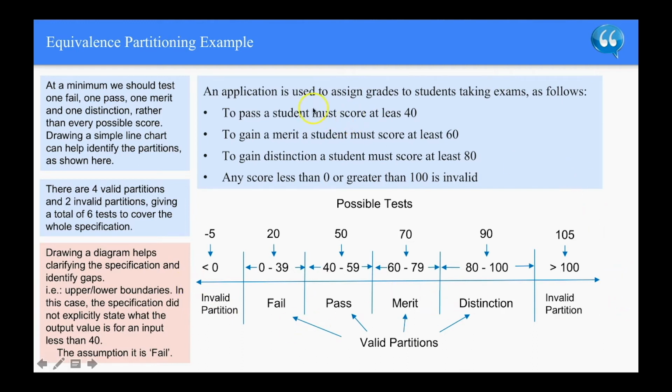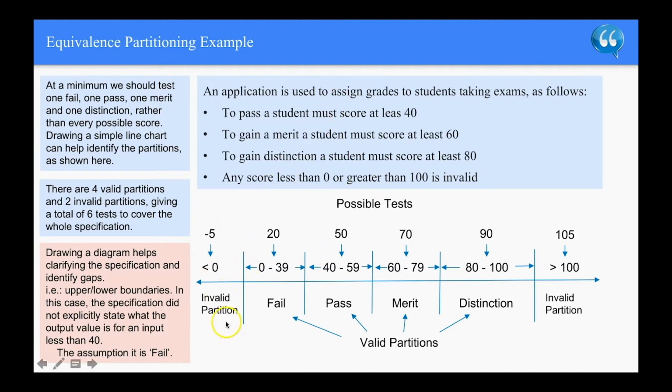An application is used to assign grades to students taking exams as follows. To pass, a student must score at least 40. To gain a merit, a student must score at least 60. To gain a distinction, a student must score at least 80. Any score less than 0 or greater than 100 is invalid.